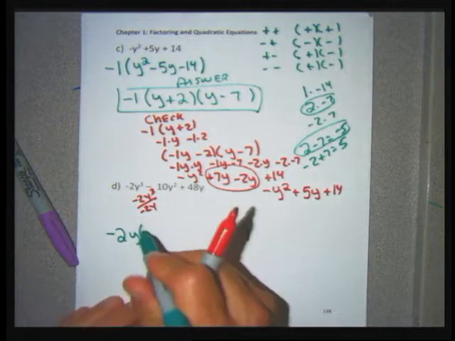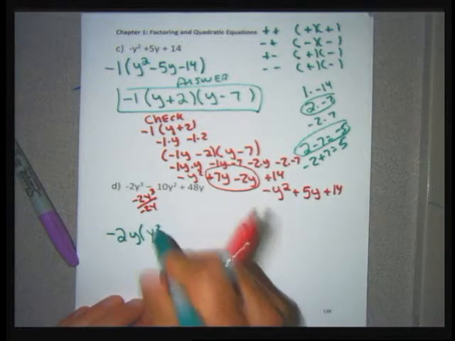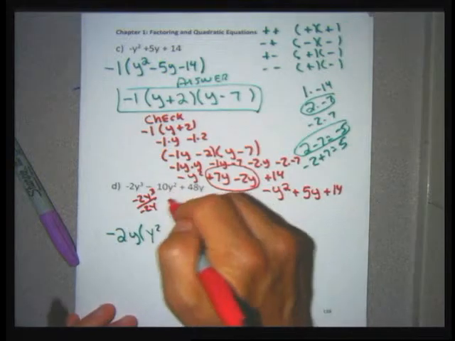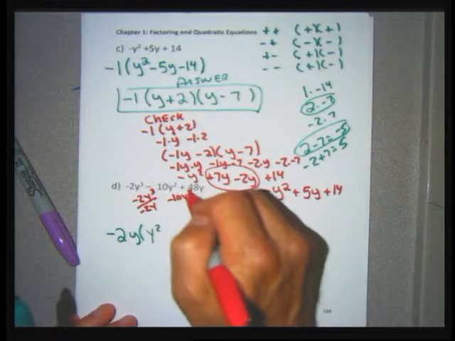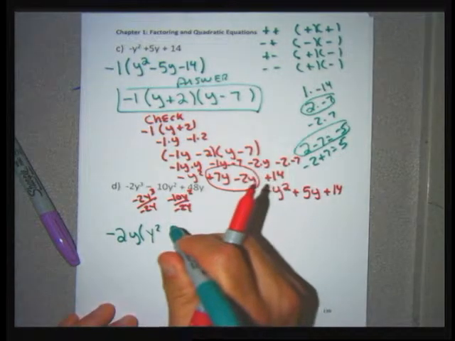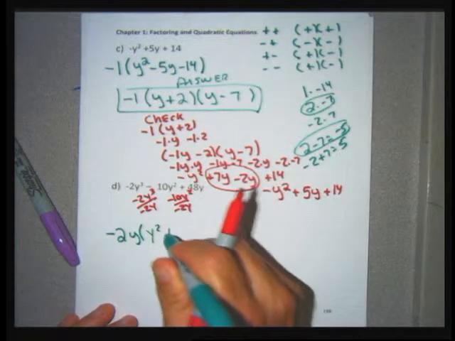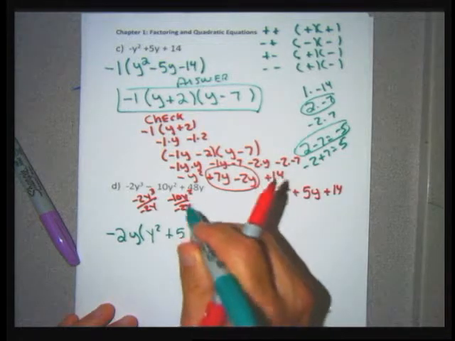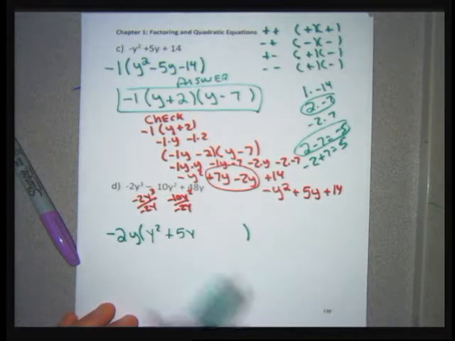I took 1 y out. I'm left with a y squared. For the second piece, it was a negative 10y squared. I factored out a negative 2y. The negative 10 over negative 2 is positive 5. There were 2 y's. I took 1 y away. I'm left with 1 y.